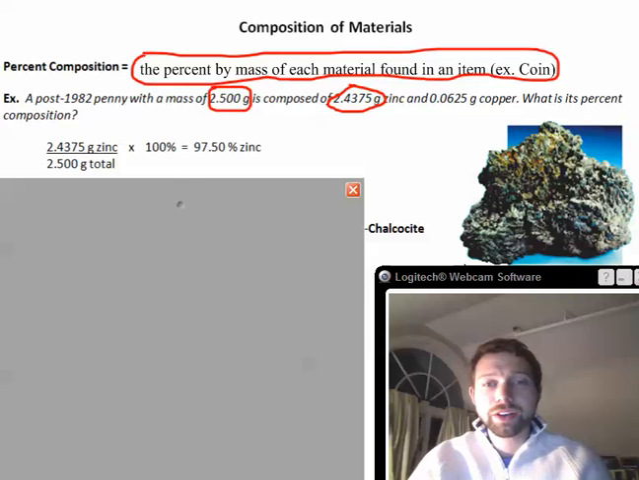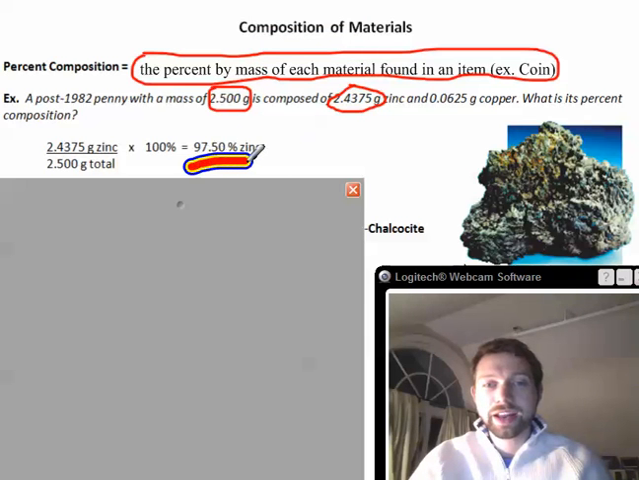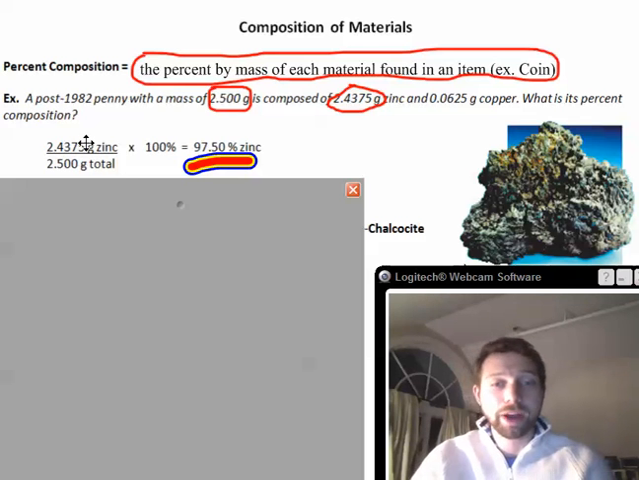And what do you get? You get 97.5% zinc. How do we do that? Again, we took the mass of zinc, divided it by the total mass of the item we're talking about, and multiplied it by 100. So, are we done?